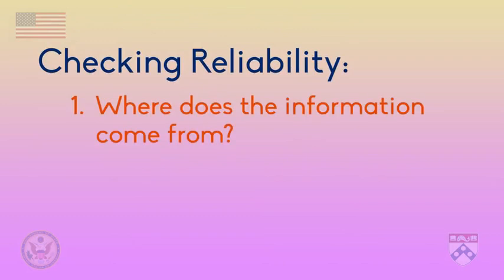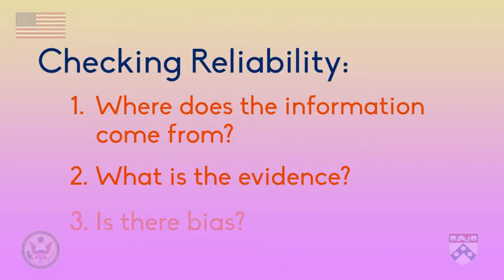To summarize, we should remember that not all information on social media is reliable. Sometimes sources of information aren't credible. Before we share a social media post with our social network, we should ask ourselves about where the information came from, whether there is good evidence, and whether there is bias. Next, we're going to talk about the language of social media.